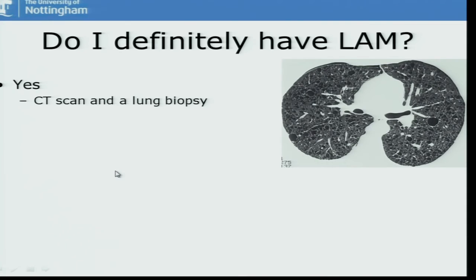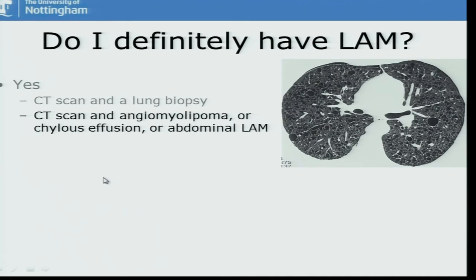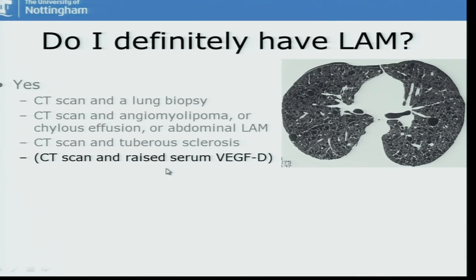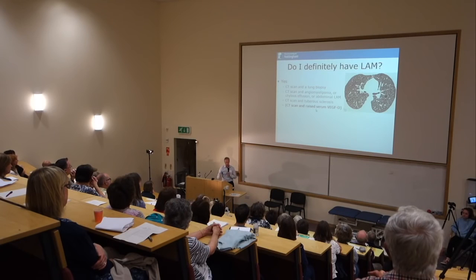So if you've got a CT scan that looks like that one, so a typical scan, and then you end up having a lung biopsy and it shows LAM, we can definitely say that you have LAM. If you've got one of the kidney tumours in a CT that looks like that, or a build-up of chylous fluid or abdominal disease from LAM, we can also definitely say you've got LAM, but we don't need to do a lung biopsy. If you have a scan like that in tuberous sclerosis, we can definitely say you've got LAM and we don't need a lung biopsy. There's also a blood test that some of you may have heard of called VEGF-D, and if that's elevated in the context of cystic lung disease, that's also consistent with LAM, although it's quite hard to get VEGF-D tests done in the UK at the moment.